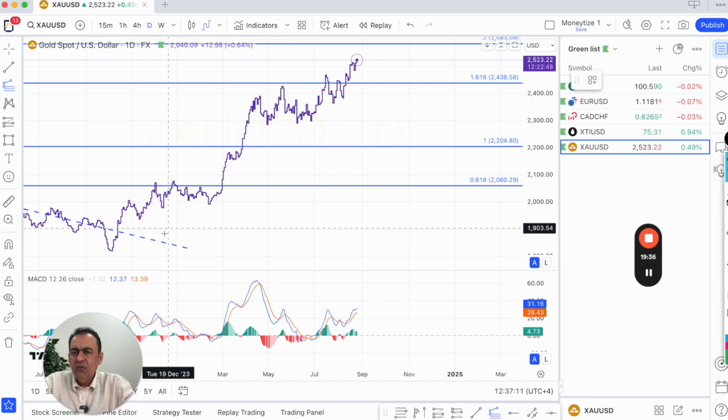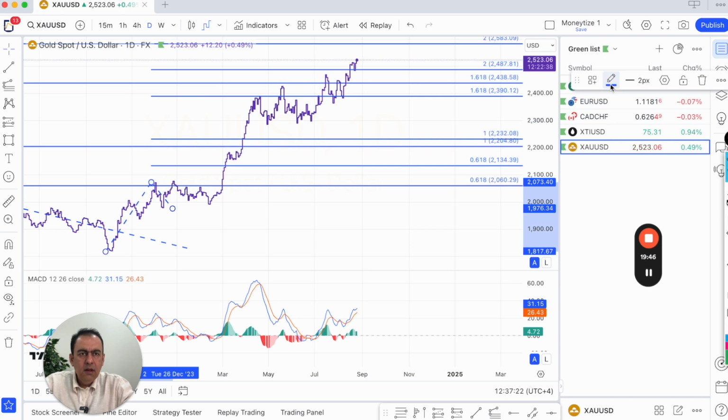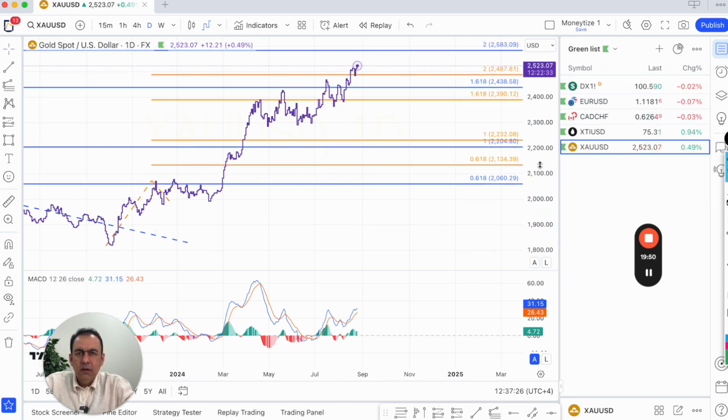I'm going to apply one more Fib extension, taking from the lowest point, connecting to the high and the higher low. I need to change the color here. I'm taking golden color here, and 1.618 is 2390, the 200 mark is 2487. So we got a dip. We retested the 2475 mark last week, and now gold remains bullish on MACD.